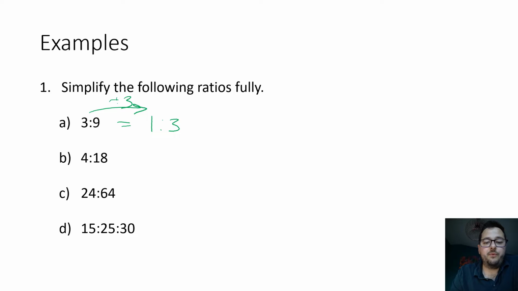Okay, the next one, we've got 4 to 18. Well, they're both in the 2 times table. 4 divided by 2 is 2, and 18 divided by 2 is 9. So there, we've just divided by 2.